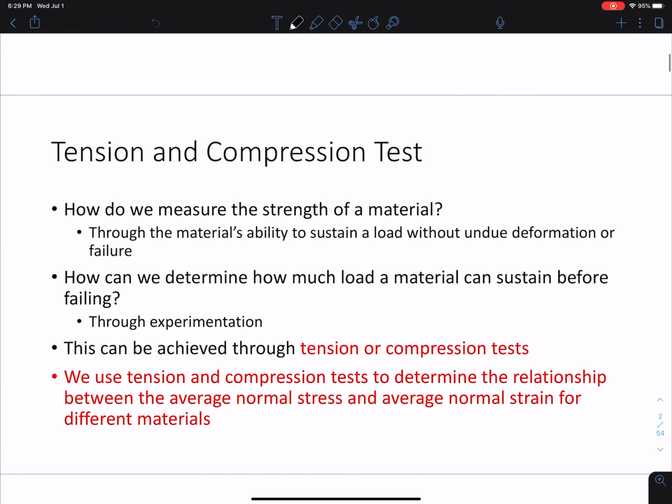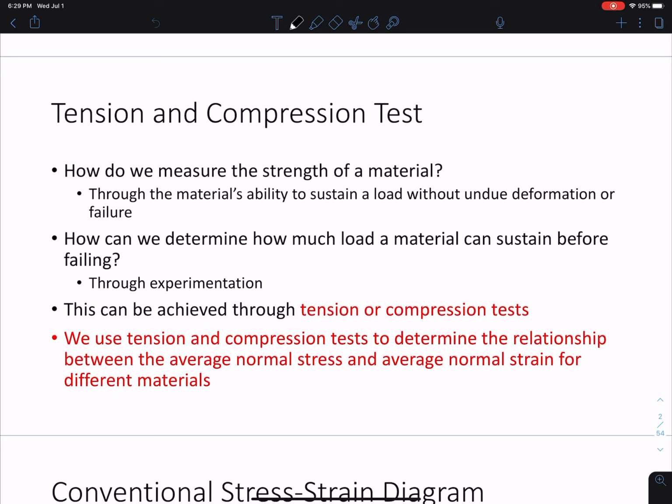So the first thing that we're going to talk about are tension and compression tests. The idea here is if we want to measure the strength of a certain material, there are different ways we can do that, but one of the most common ways is by doing a simple tension or compression test. What that basically means is we would apply tension to a member, let's say this is a steel bar.